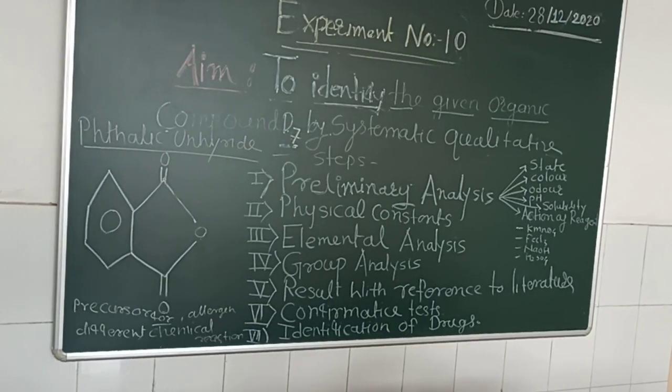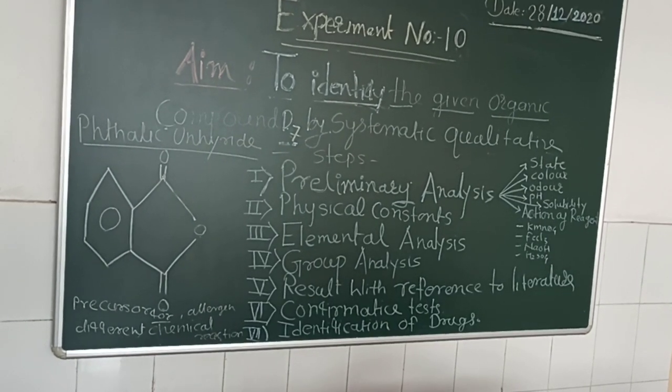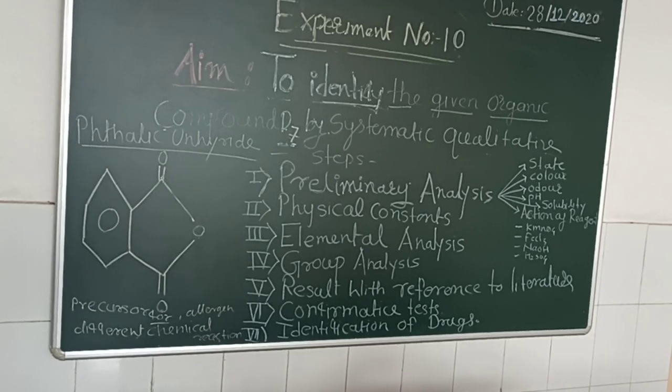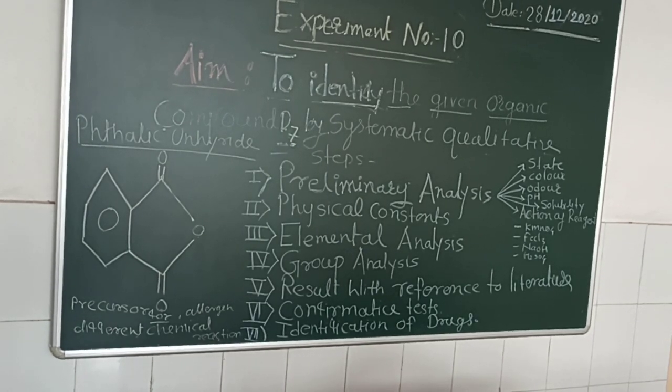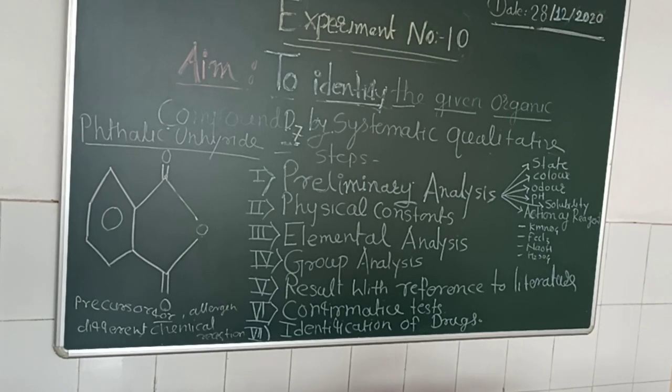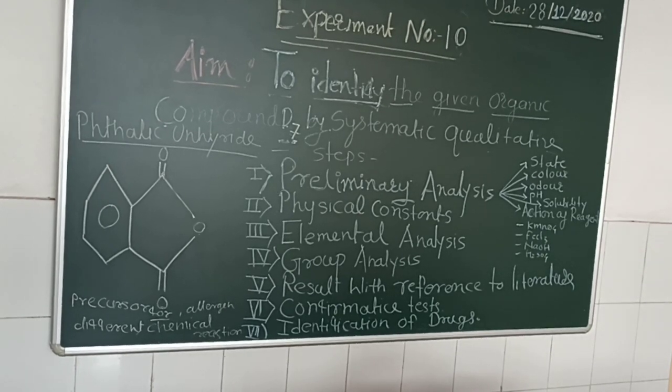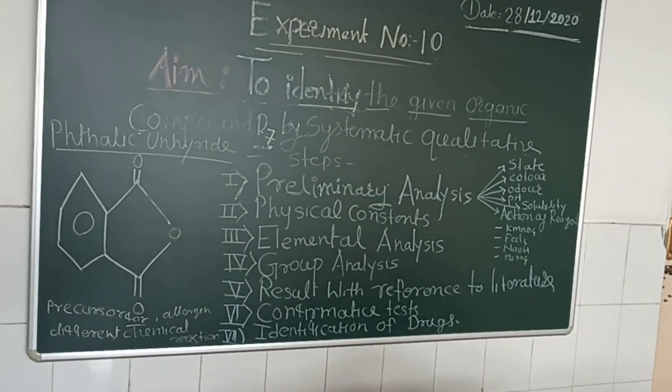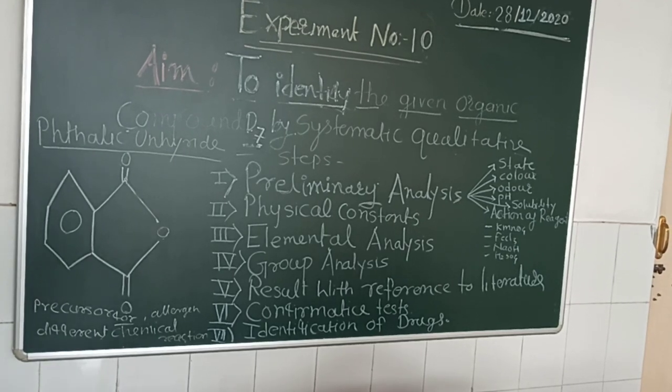See the formula for phthalic anhydride. It is used as a precursor for different chemical reactions. It also acts as an allergen. So today's D7 compound was found to be phthalic anhydride.